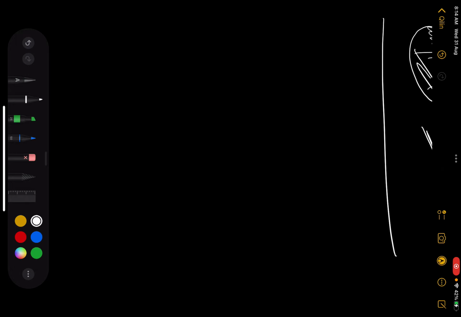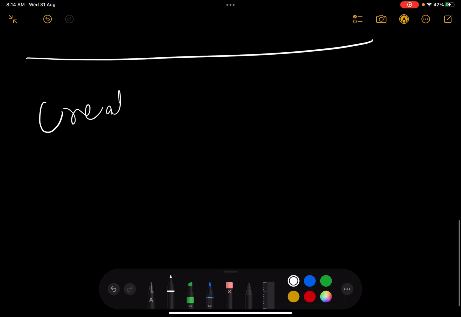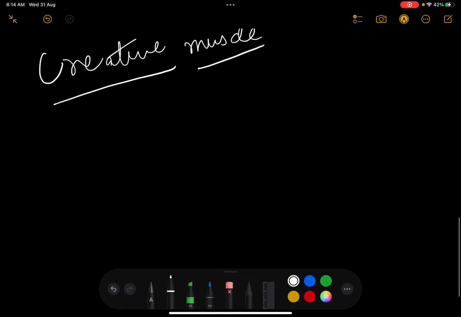Use these cues as something that are making sense and that are helping you in the process. But at the end of the day, you'll have to build that creative muscle, right? You'll have to flex your creative muscle. You'll have to strengthen this muscle of doing it.